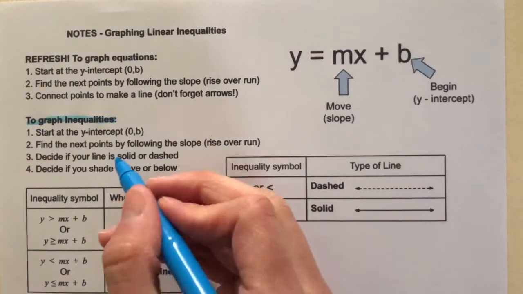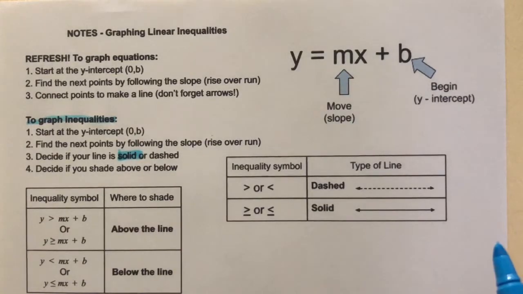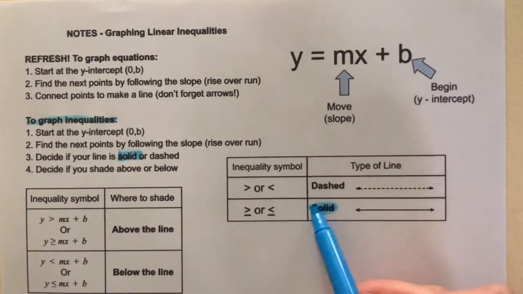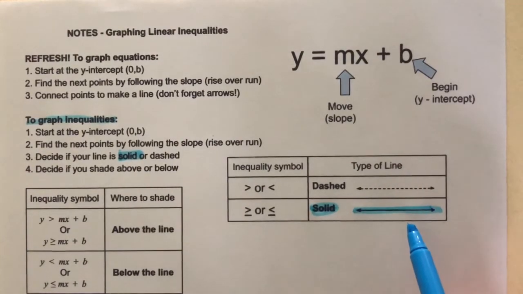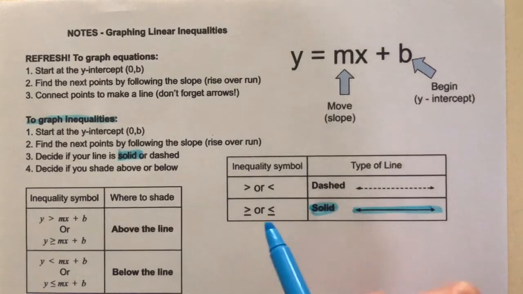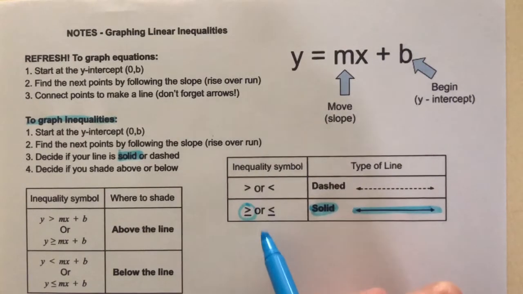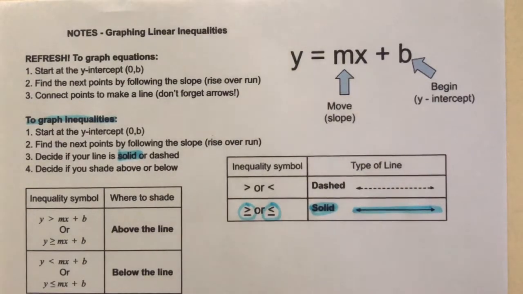A solid line is like the line that we use to connect our points. All of your points would be connected. So in this case, it's representing this blue. And that happens when your inequality is equal to, so that means it works for greater than or equal to or less than or equal to. That means the number that's right on the line makes your inequality true.